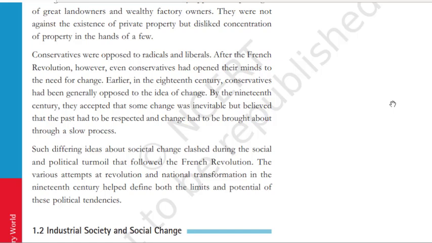Such differing ideas about societal change clashed during the social and political turmoil that followed the French Revolution. The various attempts at revolution and national transformation in the 19th century helped define both the limits and potential of these political tendencies. 1.2 Industrial Society and Social Change.